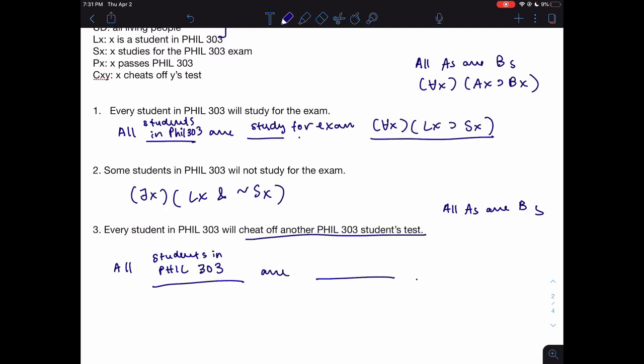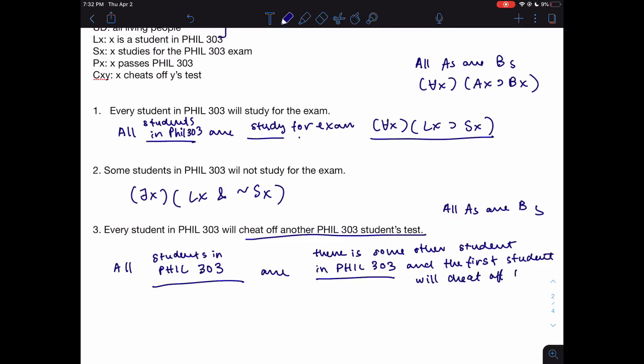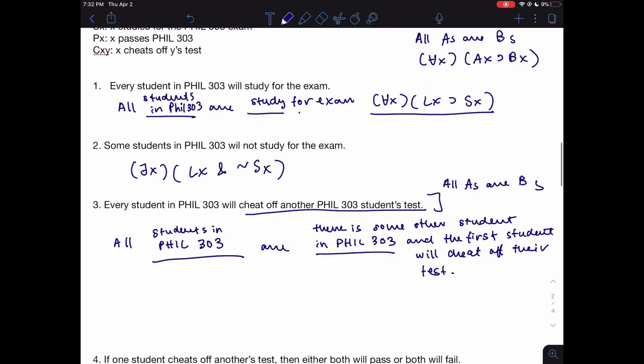So here's how I would write it. So all students in Phil 303 are such that there is some other student in Phil 303, and the first student will cheat off their test. So take a second to think about why this is a good way of framing what's being set up here. Okay, so we know that there's going to be a universal quantifier at the beginning, and there's also going to be an existential quantifier somewhere in the consequent. So let's give this a shot.